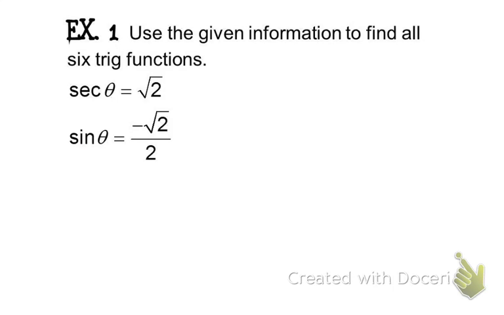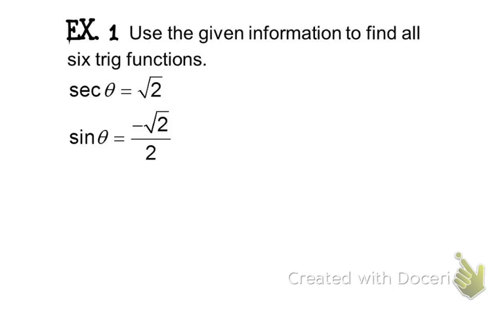Okay, so we're going to get into our examples. Example 1 says to use the information that's given to find the other 6 trig functions. Well, since they've given us 2, we just have 4 left to find. On these problems, you can use your unit circle to find any answers that might be on your unit circle, or you can even draw a triangle and label it with the information that's been given. So they gave us that the secant of some angle is equal to the square root of 2, and that the sine of the same angle is equal to negative square root of 2 over 2.